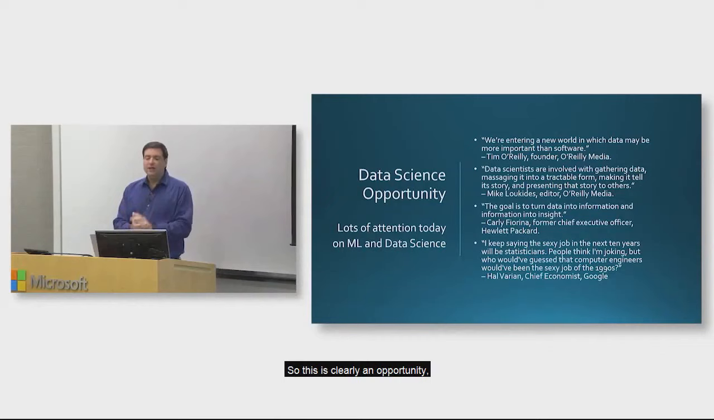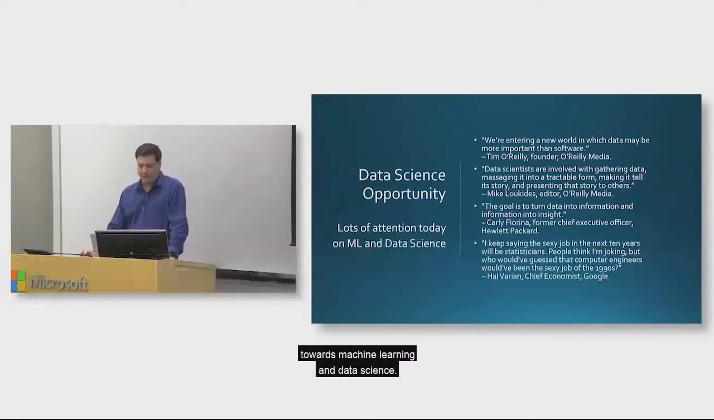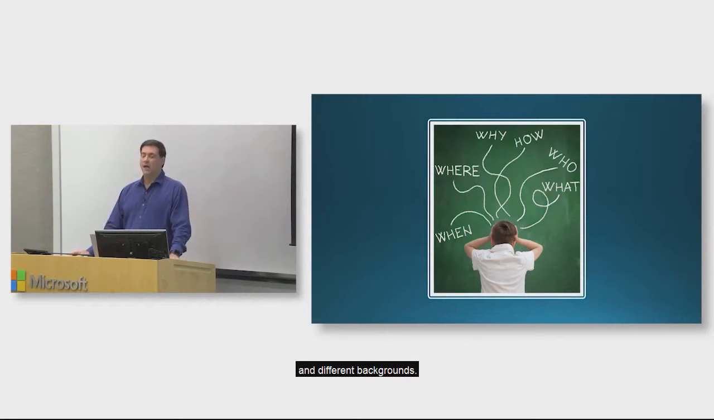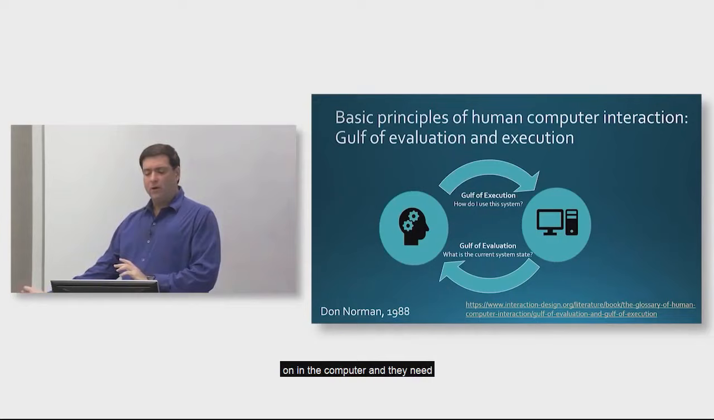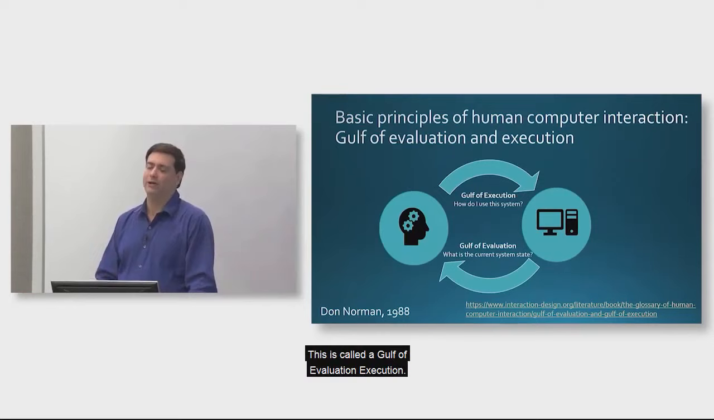Lots of attention is being paid towards machine learning and data science. But really, where do you start? There are so many different ways to approach this, with different backgrounds. And I'm approaching this from my background as a human interaction researcher. From 1988, there was a very simple idea that if humans are interacting with computers, they need to figure out what's going on in the computer, and they need to figure out how they can impact that interaction. This is called the gulf of evaluation and execution.